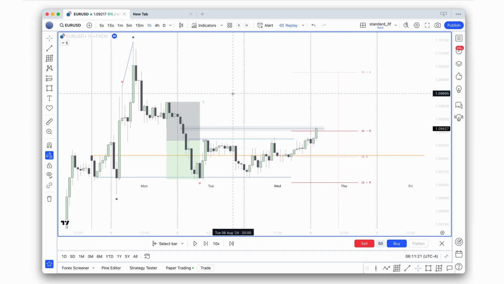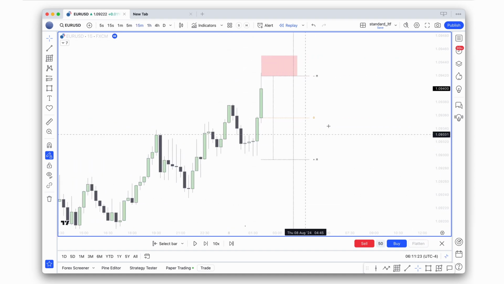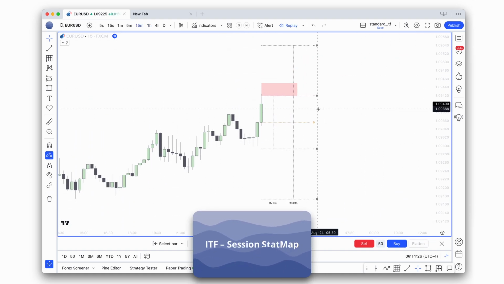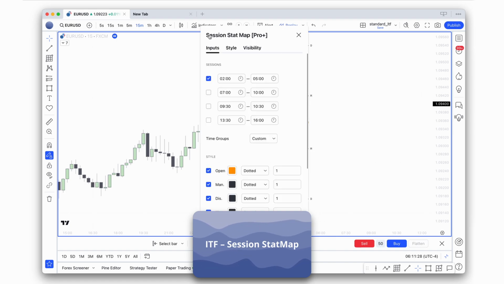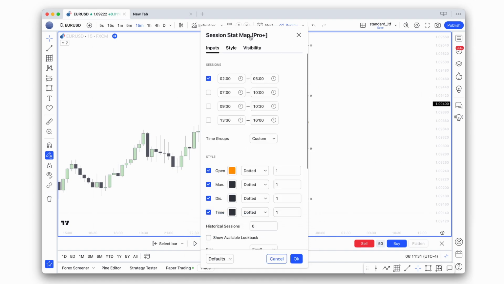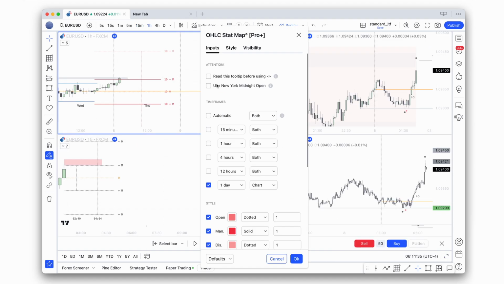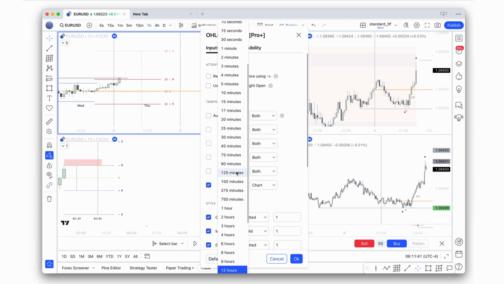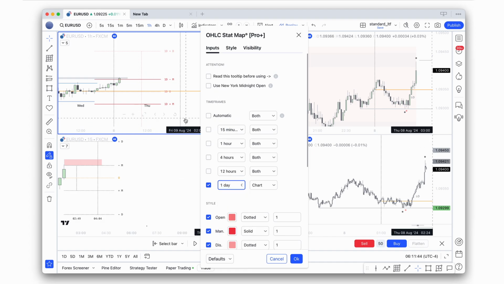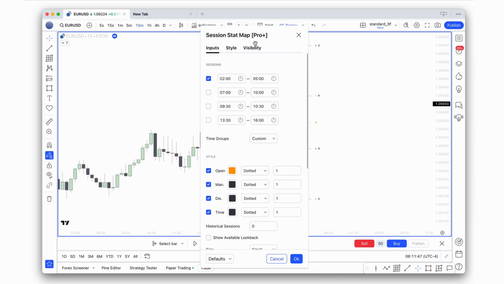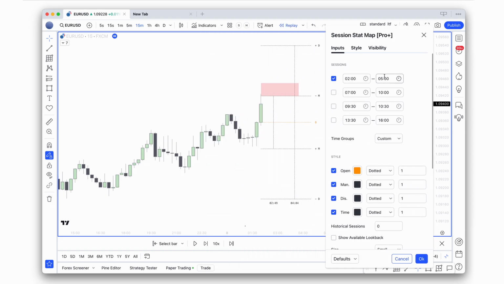Let's go on the M15 time frame. It's right there. As you can see, this looks very similar to the levels before, but this one is the Session StatMap, same idea. In the OHLC StatMap, you can give any time frame and calculate the statistics for any time frame. And on the Session StatMap, which is used here, you can type in any session. So if I wanted for some other reason to only look at 2 to 3, I could calculate this as well. But I'm personally always using the default values.